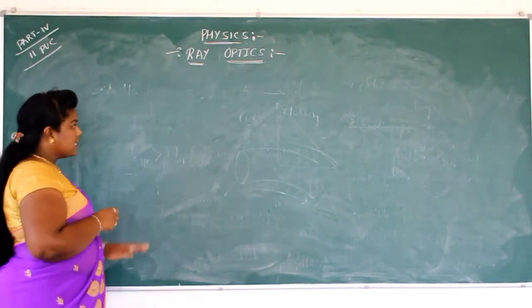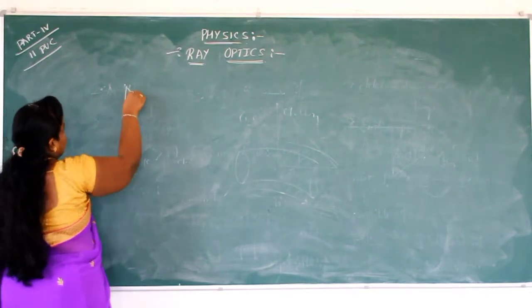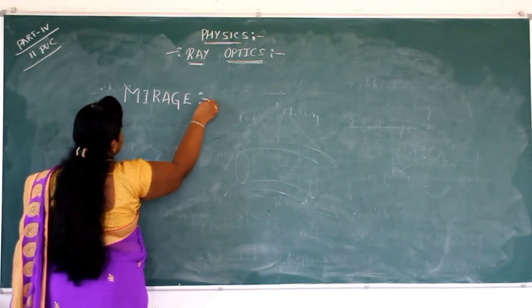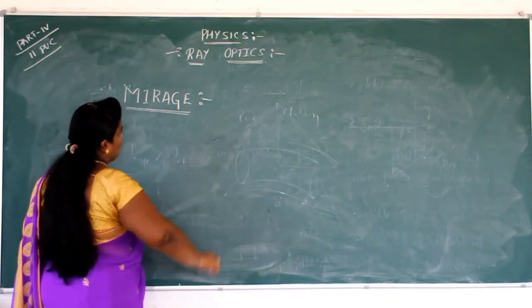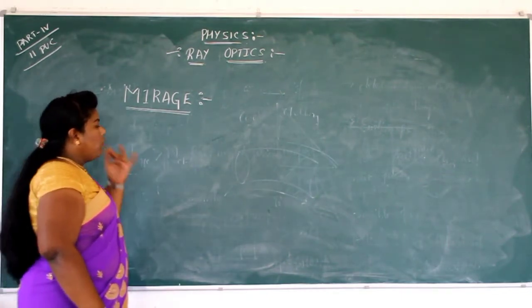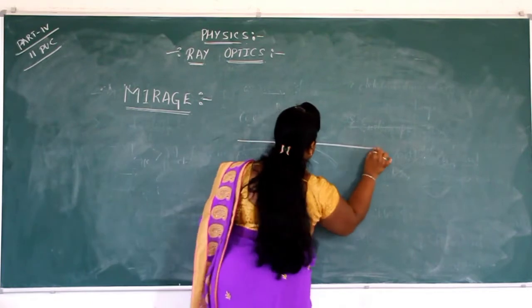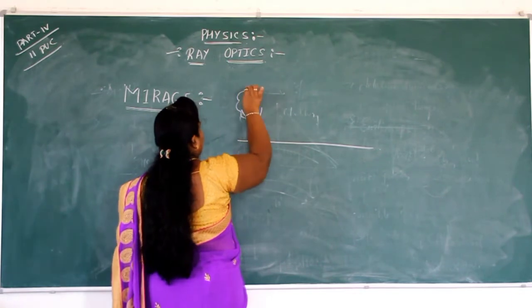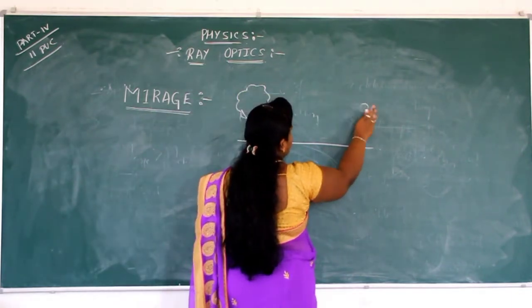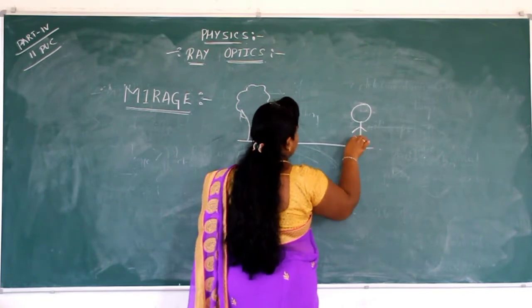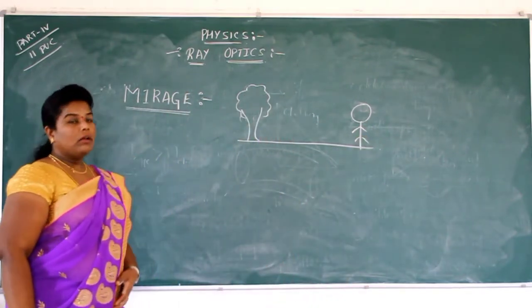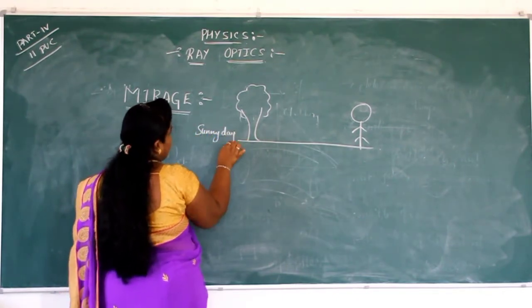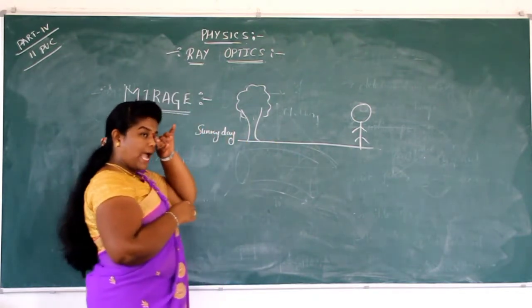So dear students, let us see that here. What is a mirage? Now consider that I am going to draw a desert land here. Here we have a tree, whereas the observer is present at this position. Now, it is a sunny day, so exactly we are in a desert, which means exactly with sand.